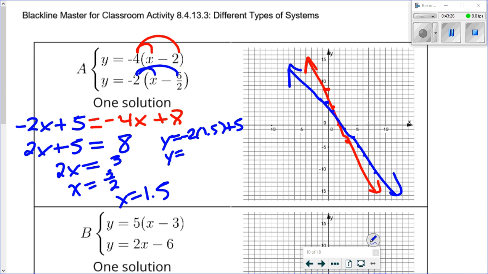-2 times 1.5 gives us -3, plus 5, which is 2. So the solution is at (1.5, 2). Hopefully your graph clearly shows that, but like I said, since I had to estimate with mine, not having my straight edge. But yeah, we can see that if I go right 1.5 and up 2, there is our point of intersection.